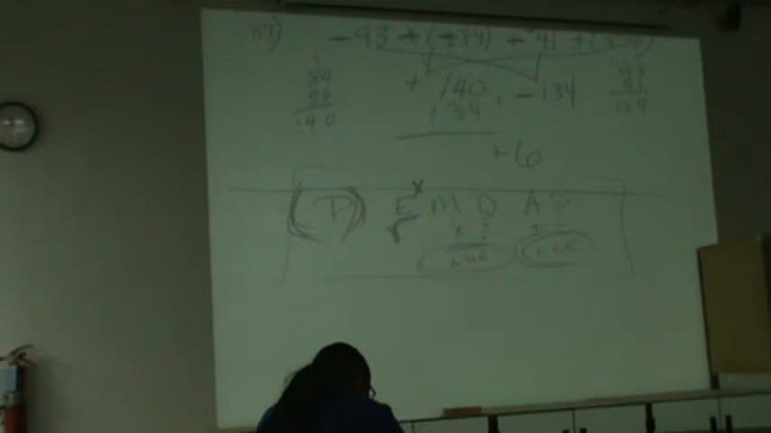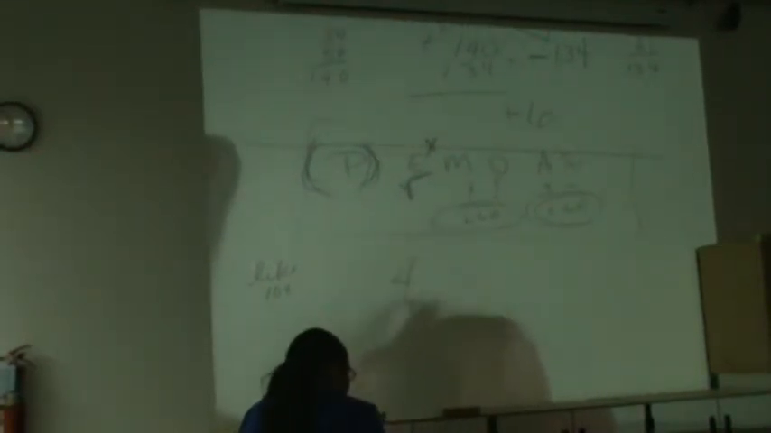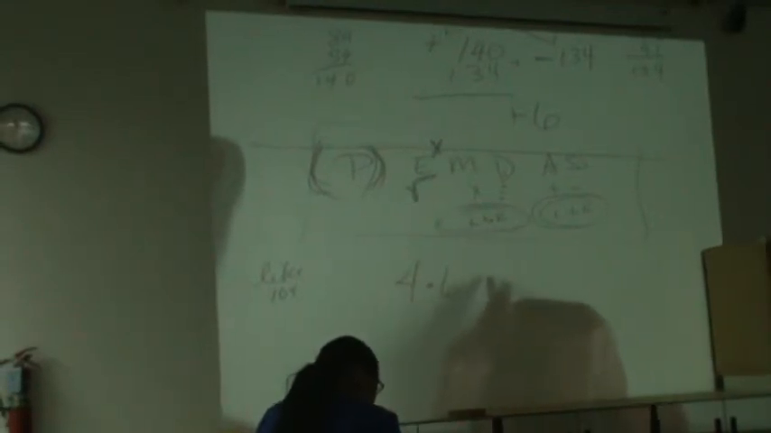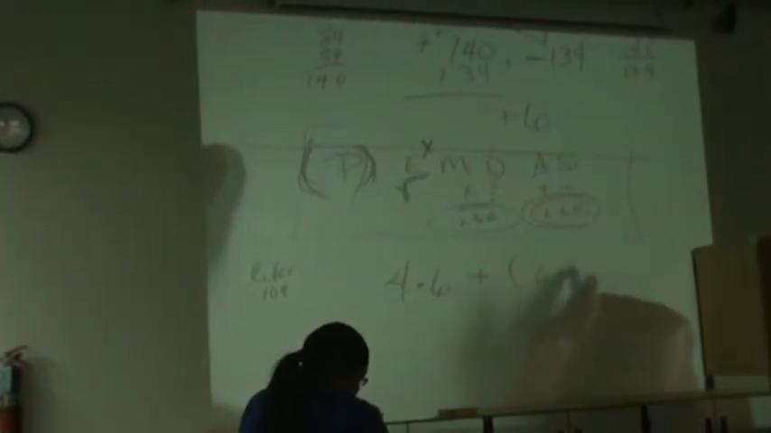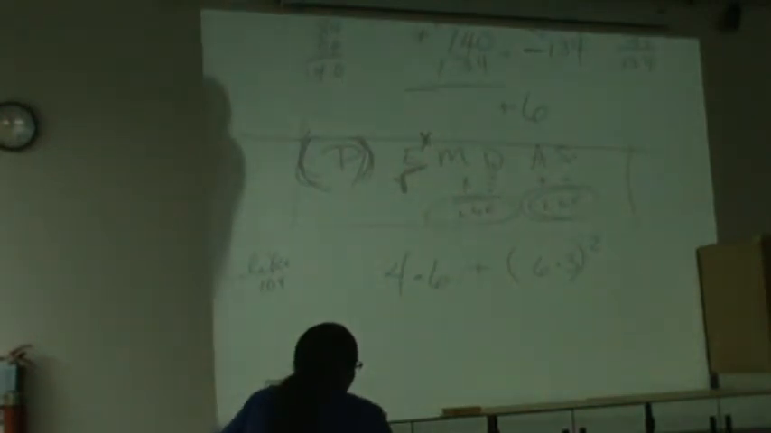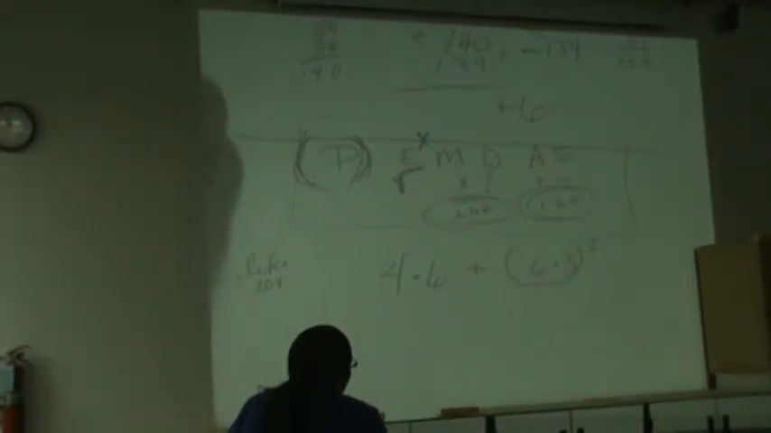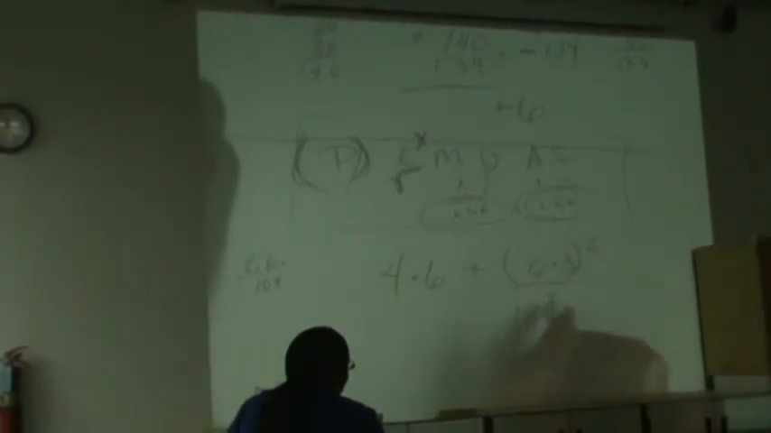Okay, let's see. There's one with the parentheses. I'll do one like, this one isn't 104, but this one is going to be like number 104. Okay, let's do 4 times 6 plus 6 times 3 squared. Okay, what's the first thing you take care of? In the parentheses. 6 times 3? 18. Okay, that's what's going to be squared.